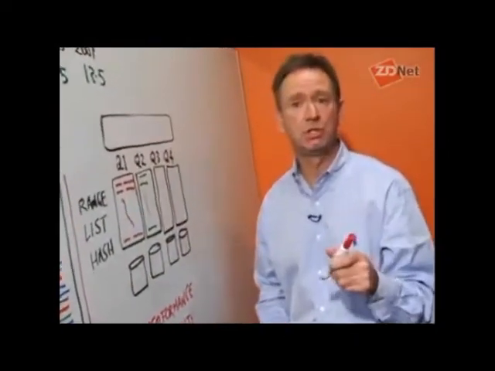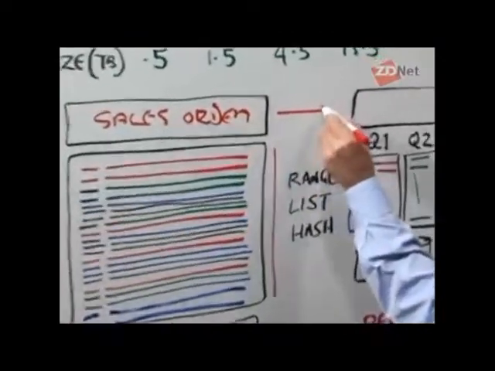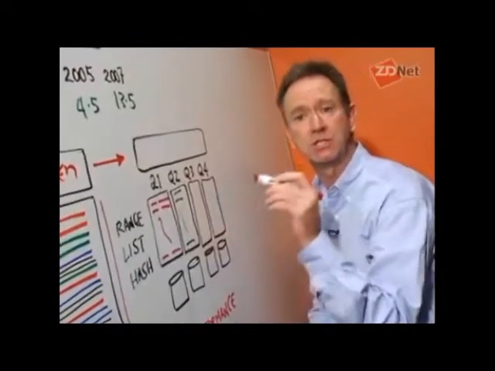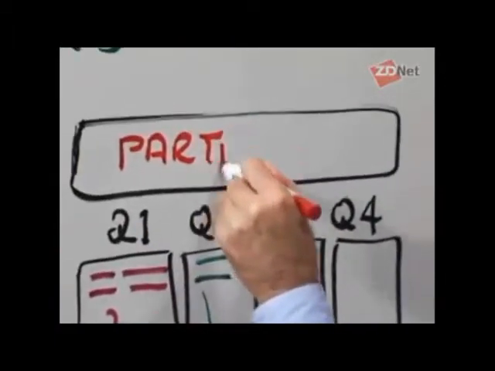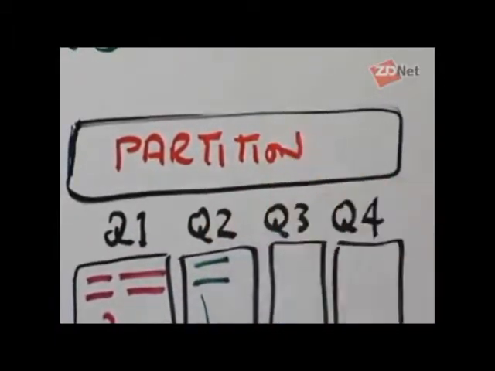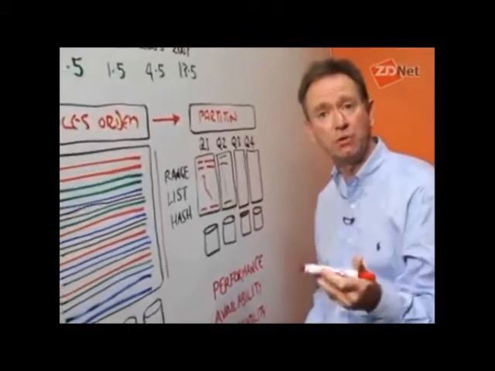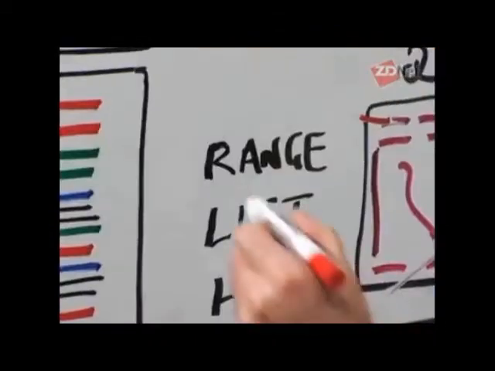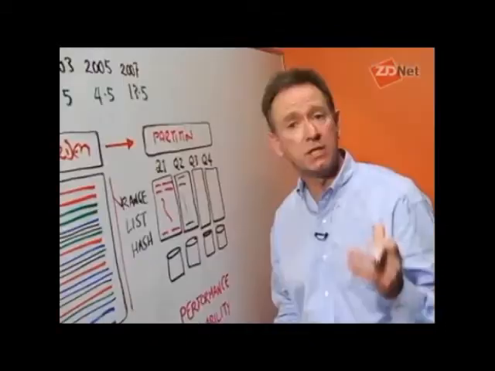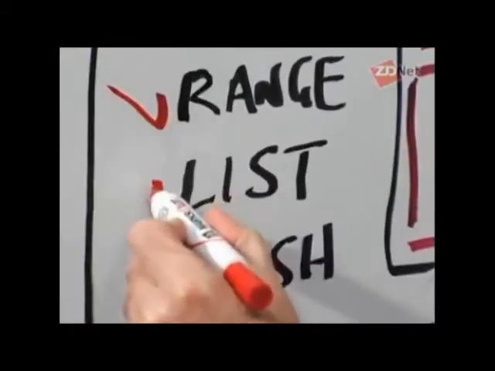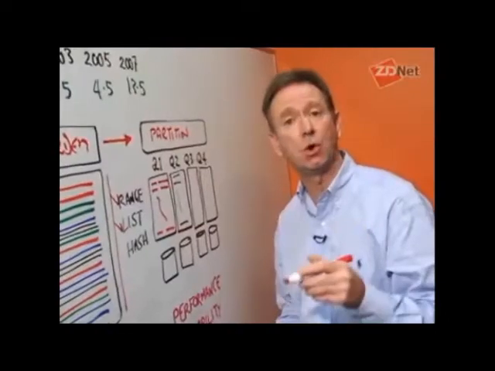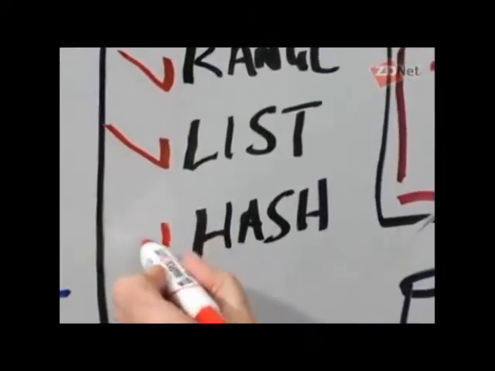A better solution is to take our sales order table, and by issuing a simple alter table command, we can partition our large table. And we can partition it based on a range of values, such as date or time. We can partition it on a list of values, such as country, region, or product. Or we can partition it based on a hashing algorithm on a partition key.